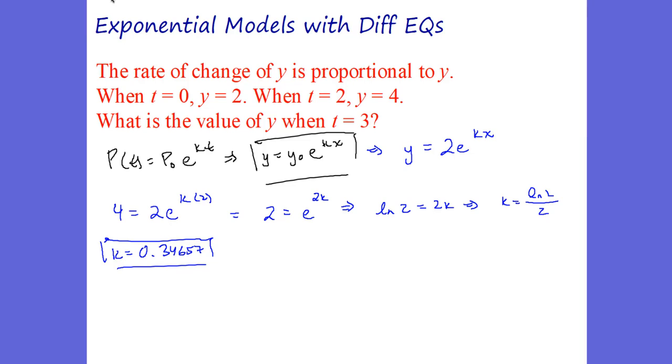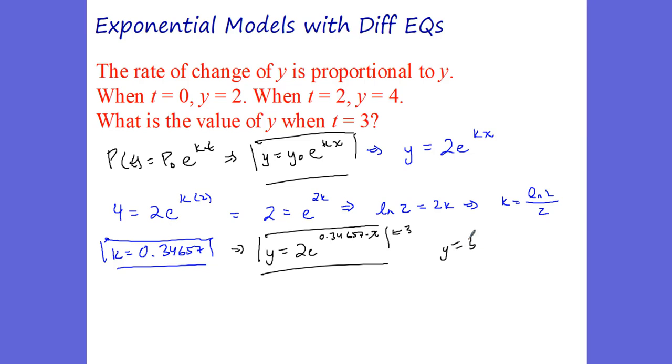So I really know my particular solution now, don't I? My particular solution is y equals 2e to the 0.34657 times any value of x. And now it says, what is the value of y when t or x is equal to 3? So now I'm going to plug 3 in for x right there, and you would end up getting y.